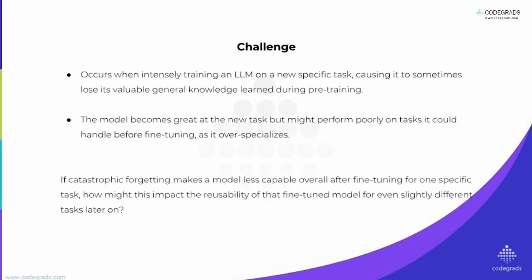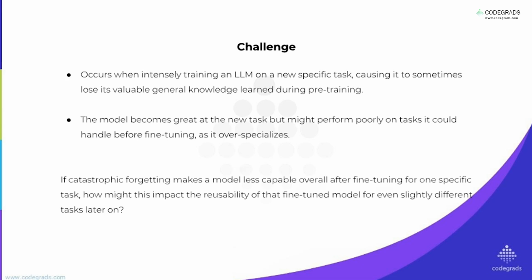Fine-tuning is powerful, but it's not without its challenges. One significant one is catastrophic forgetting. This happens when we intensely train an LLM on a new, specific task. In the process, it can sometimes lose some of the valuable general knowledge it learned during its initial pre-training. The model becomes great at the new task, but might suddenly perform poorly on tasks it could easily handle before fine-tuning because it has over-specialized.